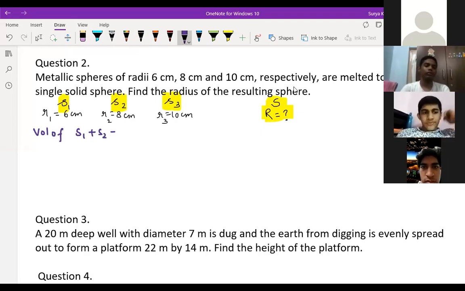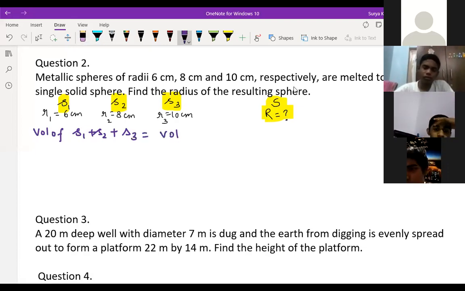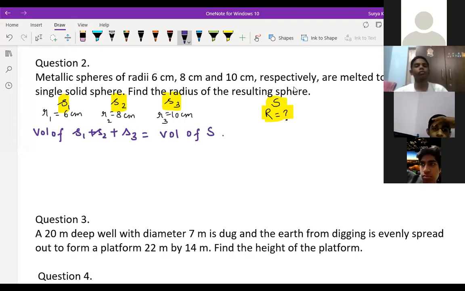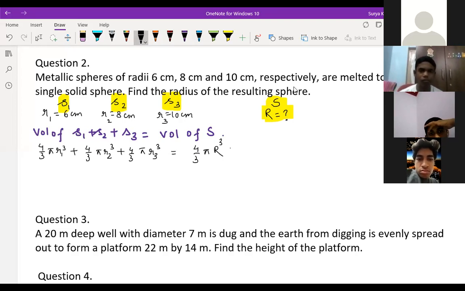So volume of S1 plus S2 plus S3, write here small only, is equals to volume of capital S. Okay. So volume of S1 we can write as 4 by 3 pi R1 cube plus 4 by 3 pi R2 cube plus 4 by 3 pi R3 cube is equals to 4 by 3 pi capital R cube. Is it clear, children, or not?